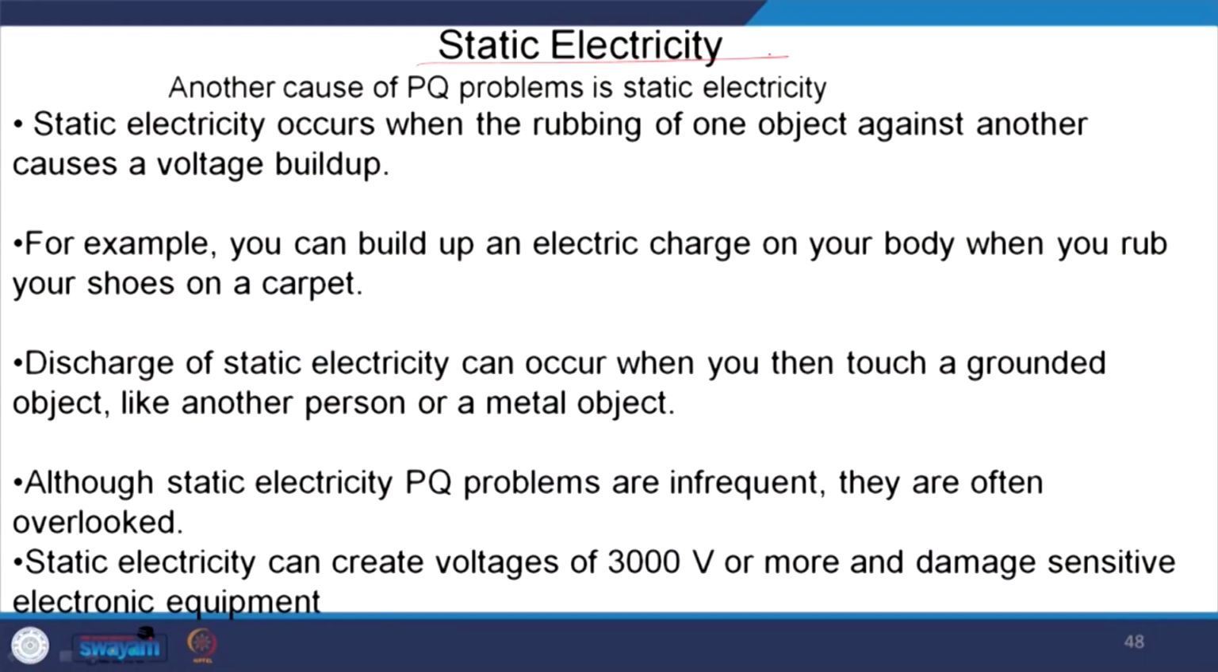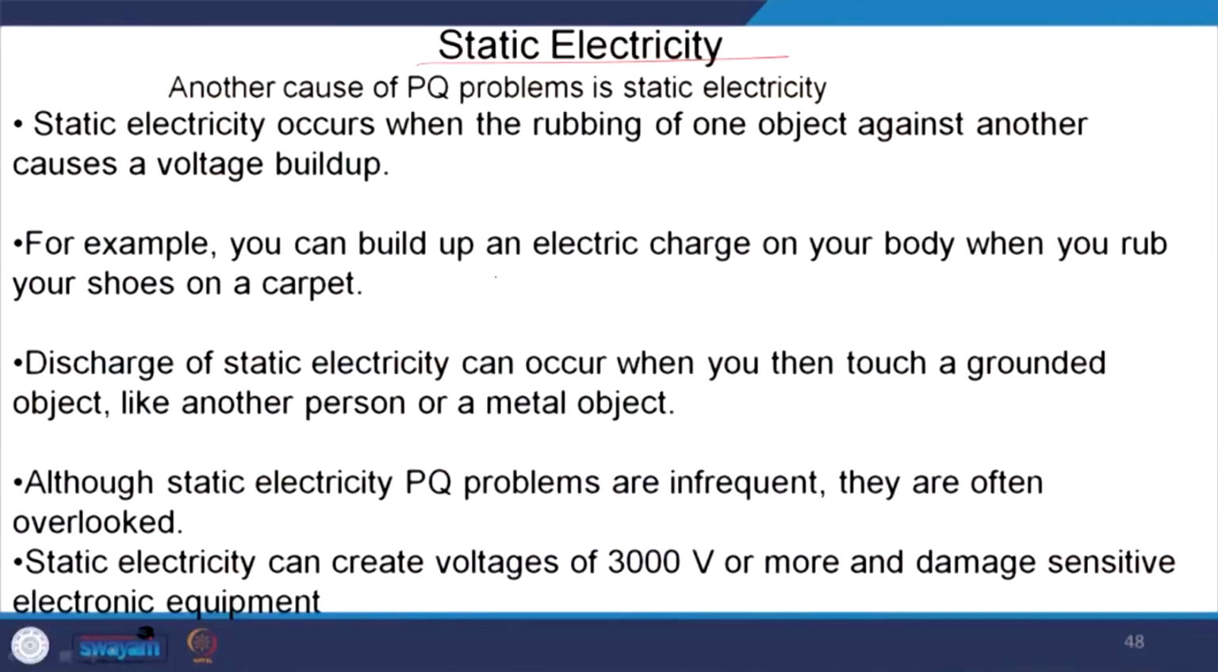So, another cause of PQ problem is static electricity. Static electricity occurs when rubbing one object with another, and it sometimes causes a high voltage build-up. For example, you can build up an electric charge on your body when you rub your shoes on a carpet. Discharge of the static electricity can occur when you touch a grounded object like another person or a metal object.